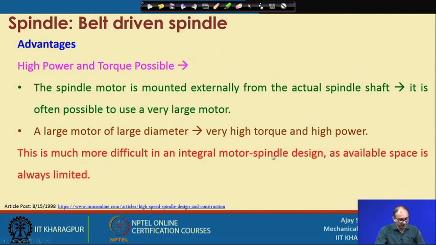This is much more difficult in an integral motor spindle design, as available space is very limited. When you design your machine tool with the condition that you are going to use an integral motor spindle design, you do not create more space for that, and everything is integrated. So, if you want to change the power and the torque, you do not have the flexibility of doing that. So, either you make a specific or customized spindle design, so that everything matches the dimensions of the available space, or you have to add one auxiliary spindle just beside the main spindle, so that you can get the required motion.